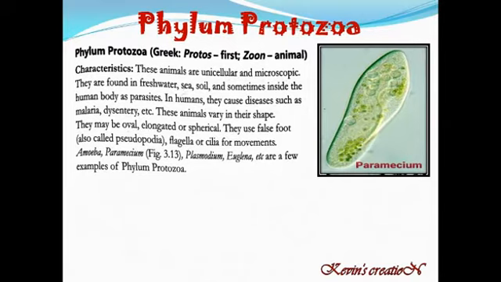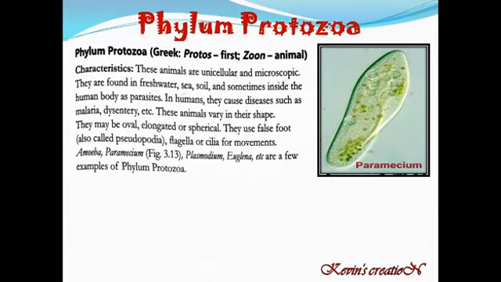These animals vary in their shape. They could be of different shapes. Some may be oval, some may be elongated, some may be spherical, some may not have any proper or regular shape also. They have false foot. We call them pseudopodia. Pseudo is false, podia is foot. If you remember, amoeba has got pseudopodia. So this is one of the locomotory organs. Otherwise they may have flagella or cilia for movements.